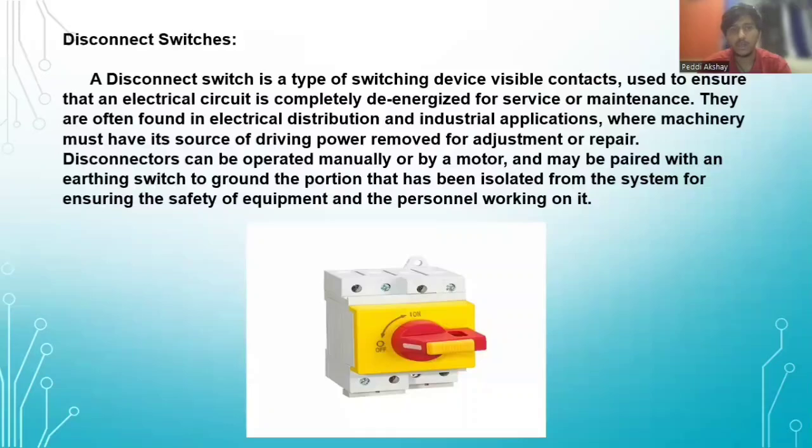A disconnect switch is a type of switching device, with visible contacts, used to ensure that an electrical circuit is completely de-energized for service or maintenance. They are often found in electrical distribution and industrial applications, where machinery must have its source of driving power removed for adjustment or repair. Disconnectors can be operated manually or by a motor and may be paired with an earthing switch to ground the portion that has been isolated from the system, for ensuring the safety of equipment and the personnel working on it. Bus bars.